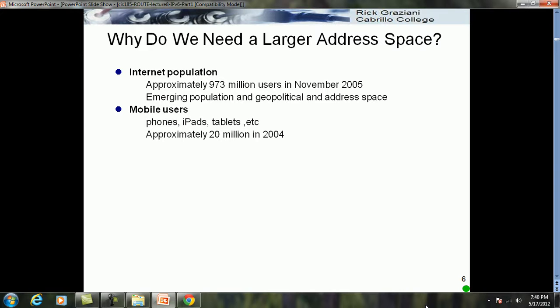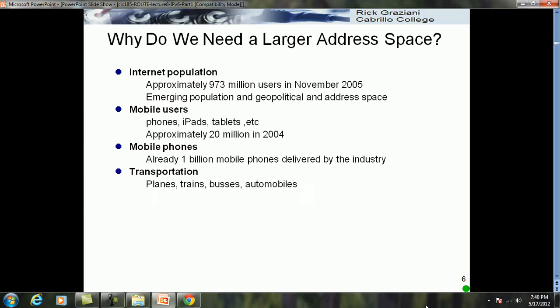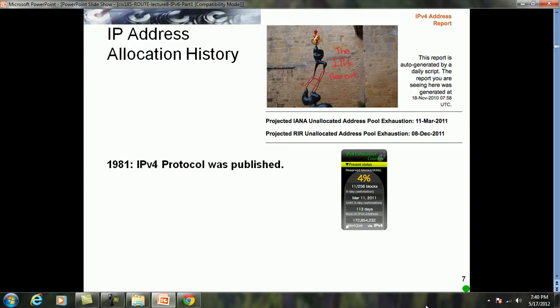More users, mobile users, phones, iPhones, then your iPads, tablets. So, approximately 20 million in 2004. And today, if you work it out, it's a big number. Already 1 billion mobile phones delivered by the industry. Today we see all the touchscreen phones, the iPhones, correct? So they all are using IPv6 addresses. Transportation, planes, trains, buses, automobiles, everywhere we require an IP address today. Consumer devices, billions of home and industrial appliances, home offices, your malls and everywhere, correct?